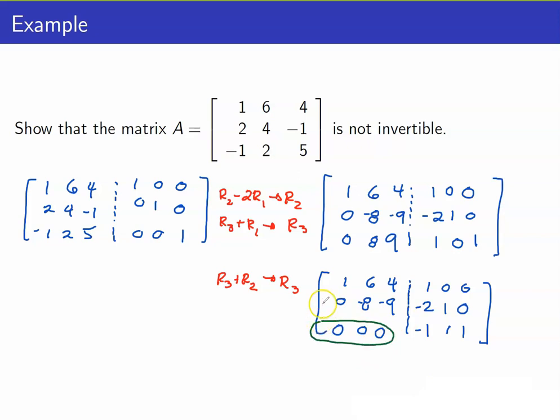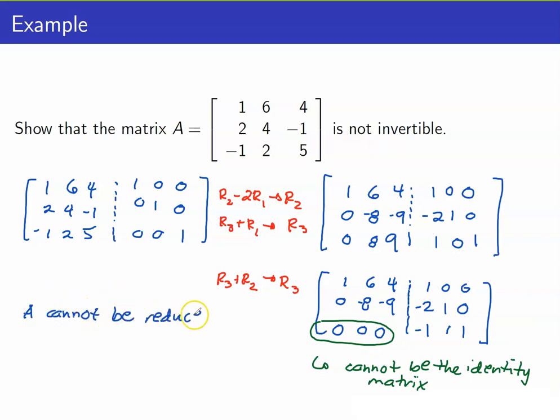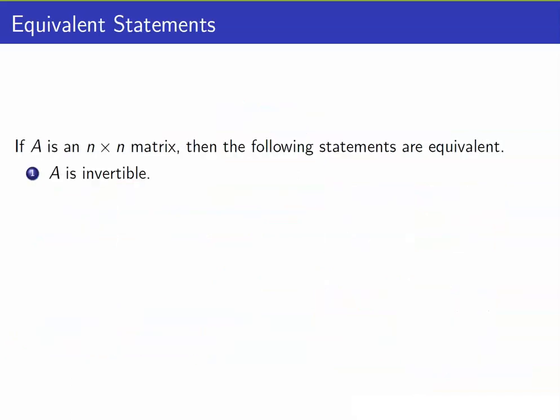So this means that this matrix here cannot be the identity matrix. So therefore, A cannot be reduced to the identity matrix, and hence A is not invertible. We conclude this lesson by giving equivalent statements for a matrix to be invertible.